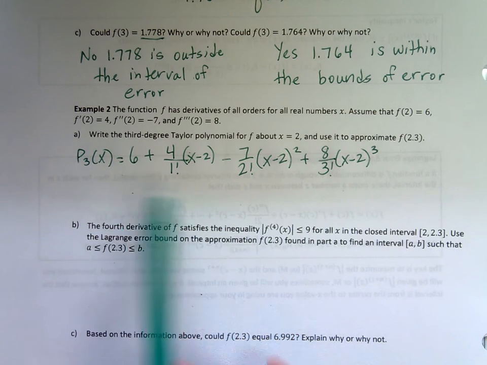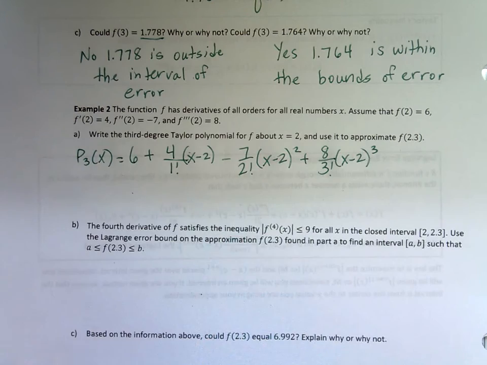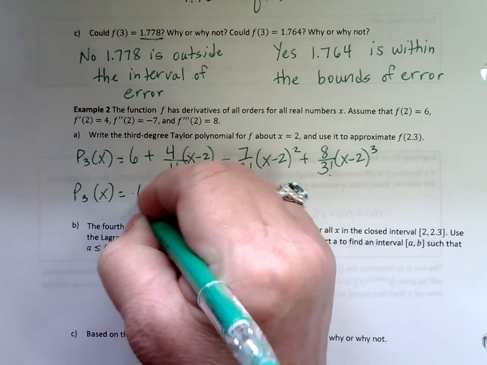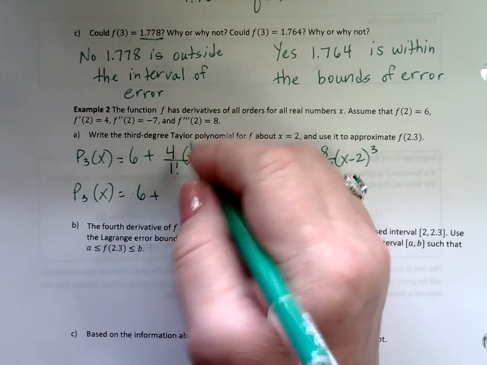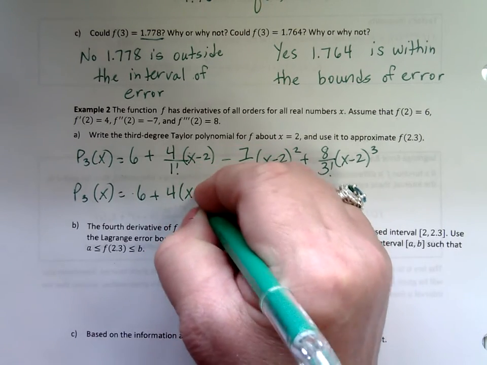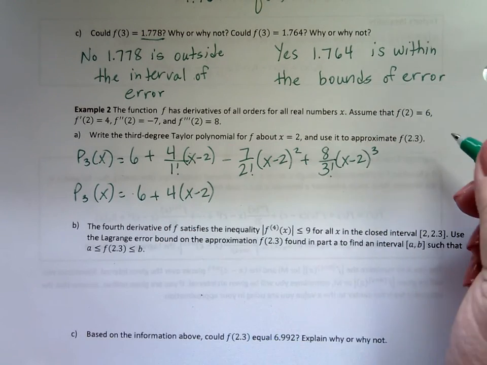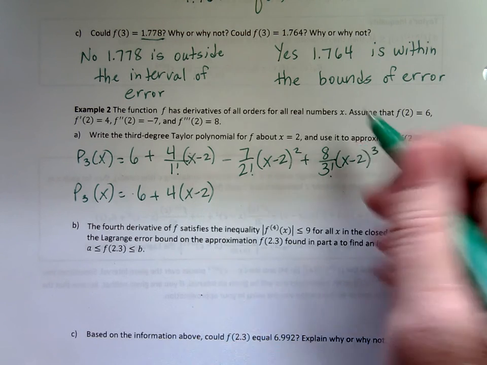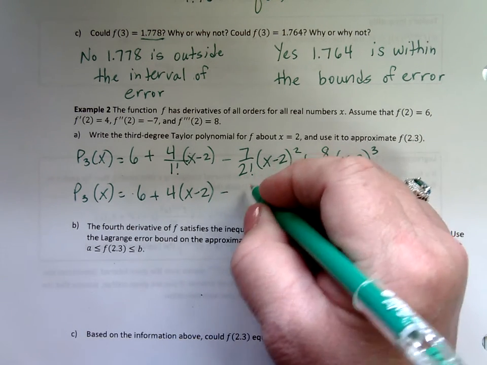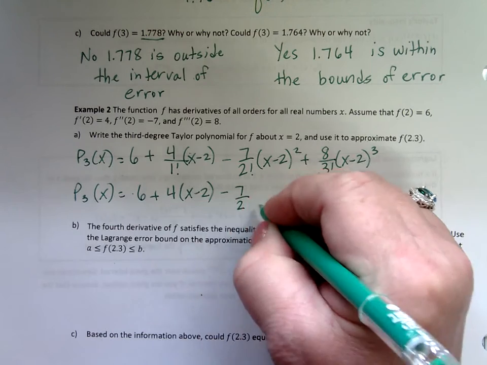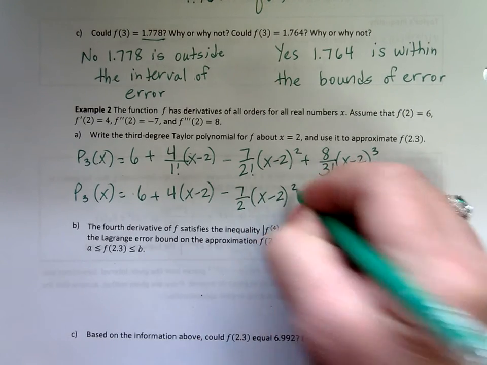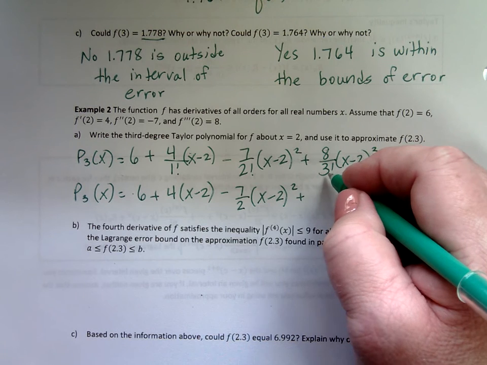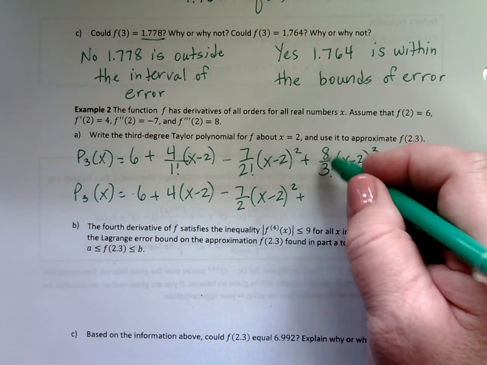So can I make this better? Because eventually I'm going to have to evaluate it for 2.3. So let me do that. See if I can pretty it up just a bit. It's going to be 6 plus, well, 1 factorial is 1, so this is 4 times x minus 2. The next one is 7 over 2, 2 factorial, 2 times 1, so 7 over 2, x minus 2 quantity squared. And this one would be 8 over 6. 3 times 2 times 1 is 6. So 8 over 6, that's like 4/3.